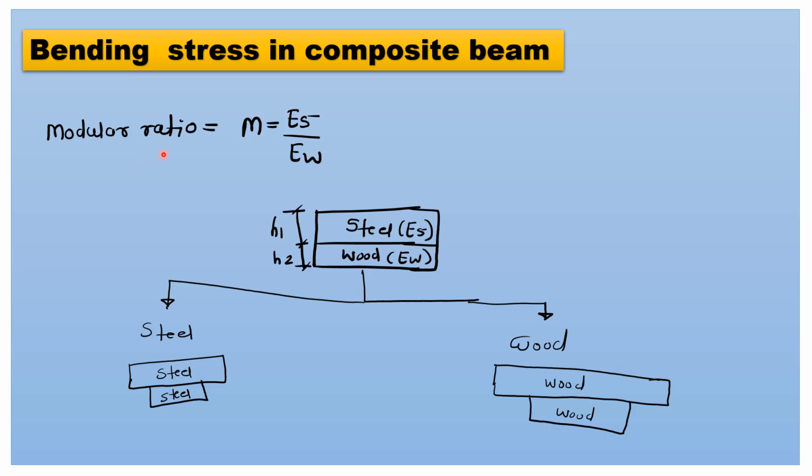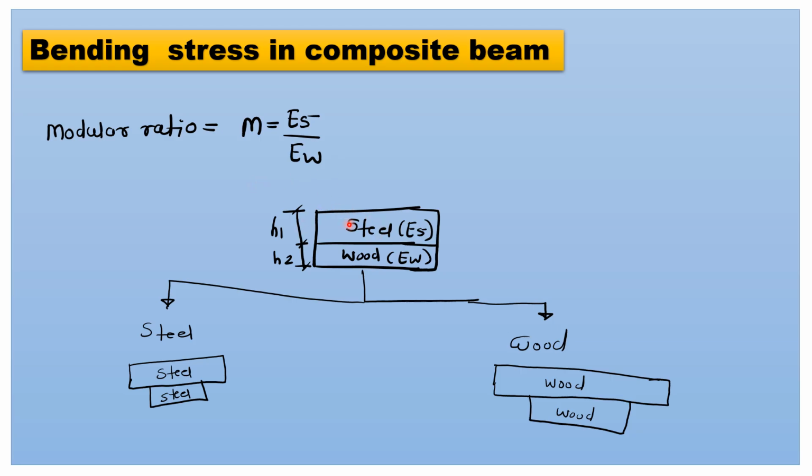Then next is bending stress in a composite beam. A composite beam is a beam made of two different materials. Here, this is the composite beam made of steel and wood. If we calculate the modular ratio of the composite beam, the formula is Es by Ew, meaning the ratio of Young's modulus of steel to Young's modulus of wood is nothing but the modular ratio.